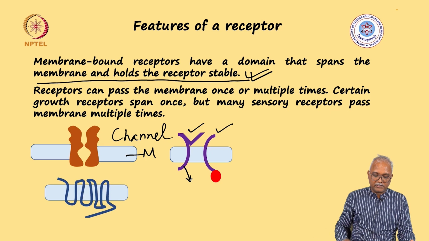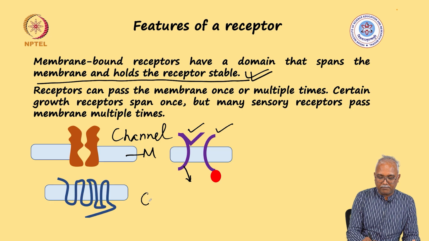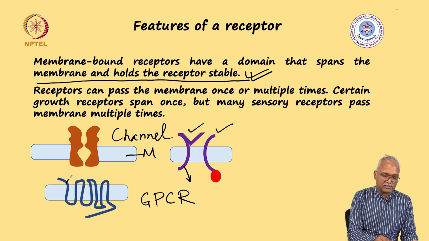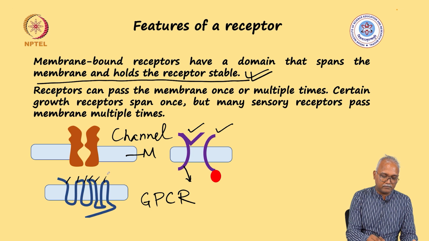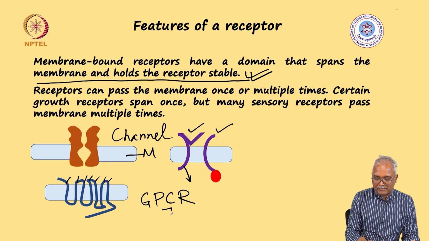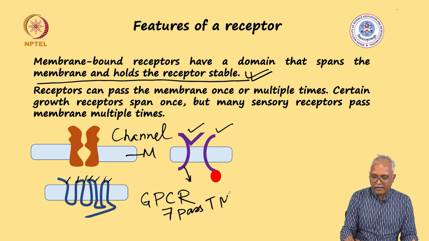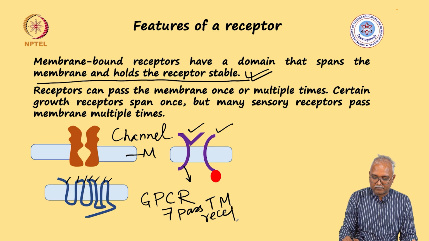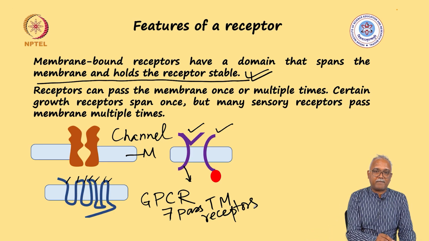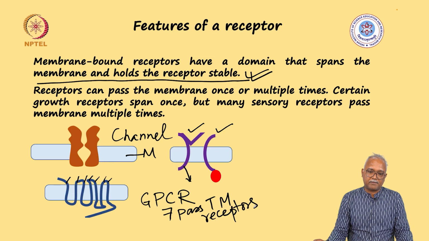But in a unique situation, a set of receptors called GPCRs, the receptor passes the membrane 7 times, which helps them be characterized as 7-pass transmembrane receptors. This also gives them a serpentine appearance, like a snake. That's why they are also called serpentine receptors.